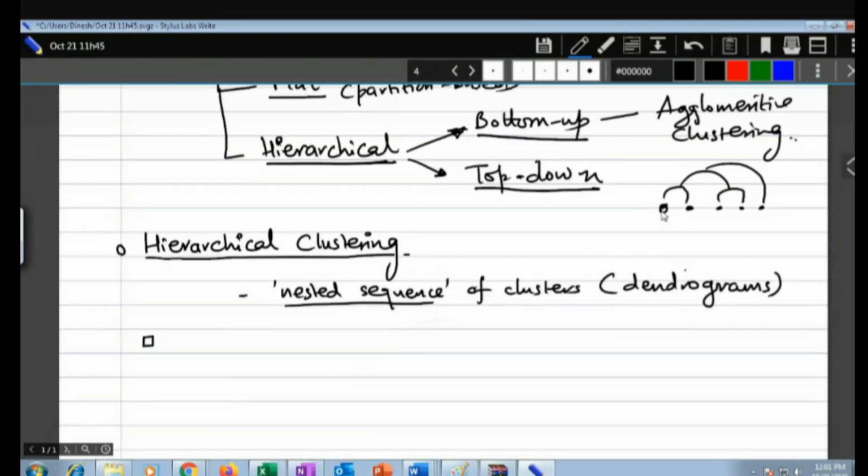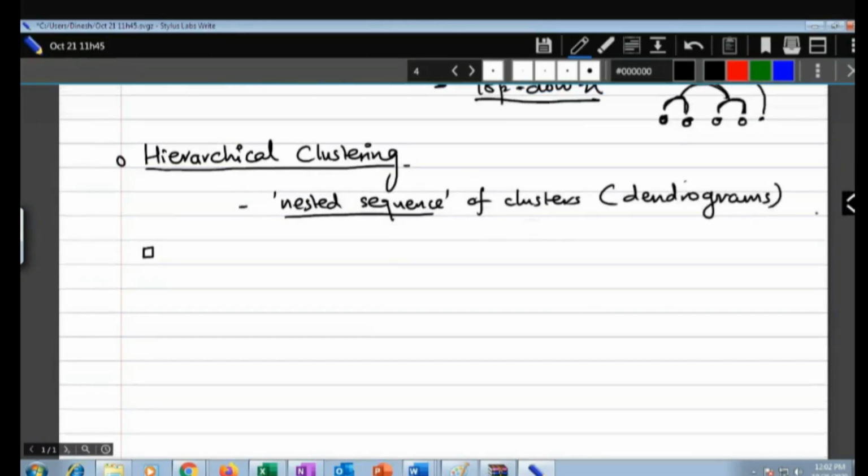Let this be a cluster, this be another cluster. When you group them, this is called one group. Then this is another group. When you merge these two groups, the whole will be a group. So it is a kind of dendrogram, or the nested sequence of clusters.